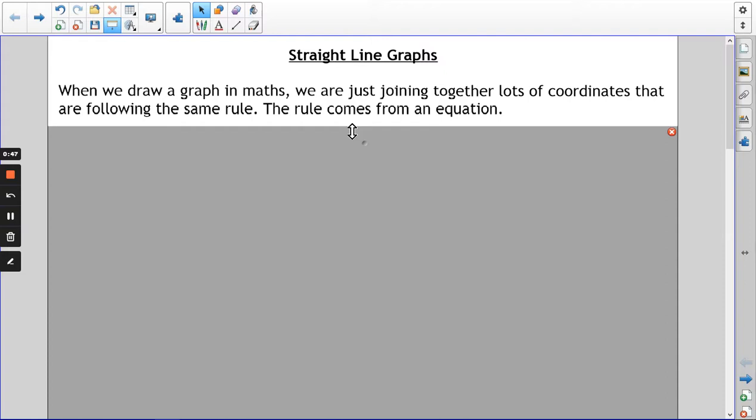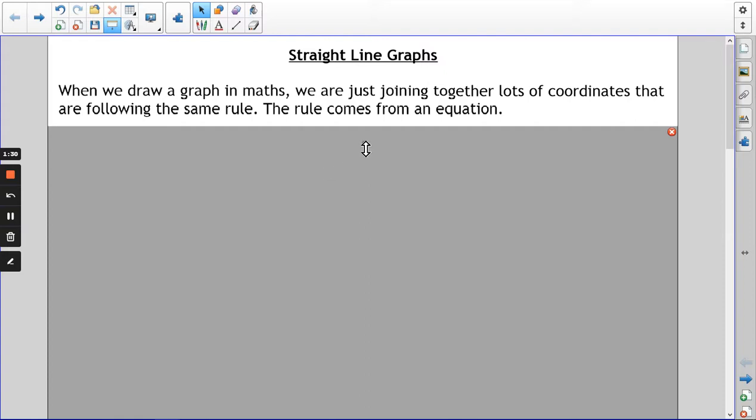What I'd like you to put in your books is this little sentence before we start. When we draw a graph in maths, we are joining together lots of coordinates that are following the same rules. That's quite important. If you follow a rule for your coordinates, you don't just get random coordinates all over the place. They generally tend to form a shape. The shape we're going to do today is called straight line graphs, so our coordinates will join up to make a perfect straight line. You can get rules where they make a nice curve, or ones that wobble all over the place. You could even make circles if you follow quite complicated rules for x and y. But to get that rule, we generally follow an equation like you did in year seven.